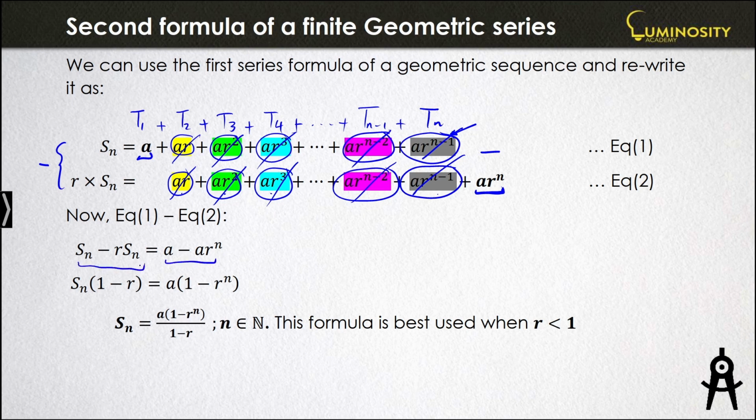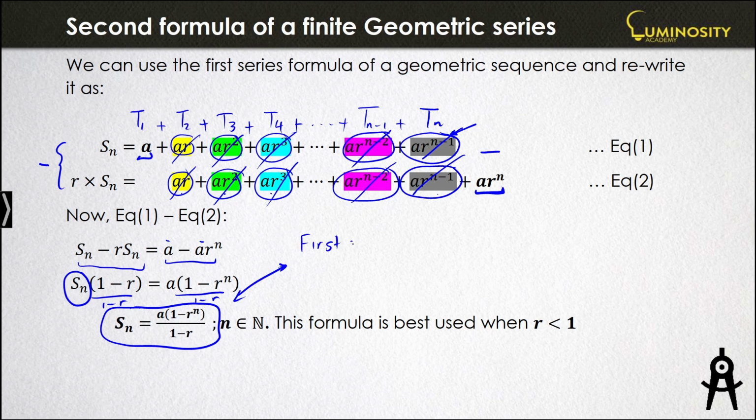On the left hand side, I can group out Sn as we did, and now we're left with 1 minus r. On the right hand side, we can group out a's, and I'll be left with 1 minus r to the n. So the goal is to get Sn by itself. I'll divide both sides by 1 minus r, and I thus get the formula as seen below here. S sub n is equal to a times 1 minus r to the n over 1 minus r, where n is a natural number.